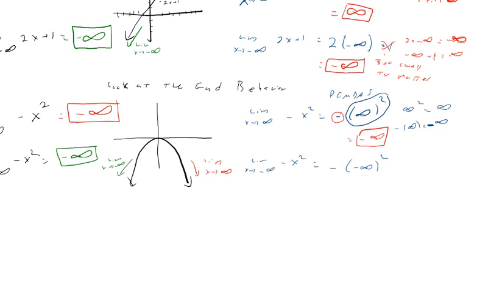Okay, so we've got this negative infinity squared. What is negative infinity squared? What happens when you multiply a negative times a negative? Yeah, exactly. Positive infinity, that's it. It becomes a positive, because you squared the negative.